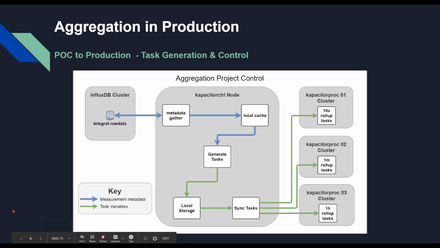So this is just a very simple diagram of how that workflow was working. Basically, on a regular schedule, we'd have the metadata gather process happen, which would update our local cache, and then generate tasks would be running using some guardrails, looking at the local data on those measurements and creating those tasks before another job picked it up and synced it out to the various nodes doing the different rollups.